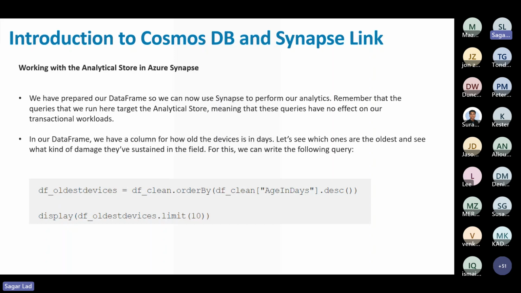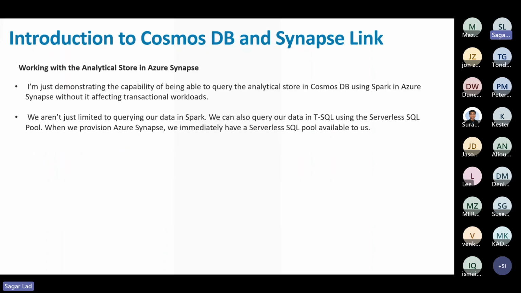We can use Synapse Link for Cosmos DB to enable near real-time ingestion, and this data can be directly used for analytics purposes. Now, currently, I have just demonstrated the capability of being able to query the analytical store in Cosmos DB using Spark in Synapse without affecting the transactional workload. But we are not just limited to querying the data.